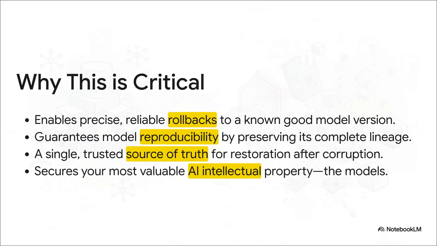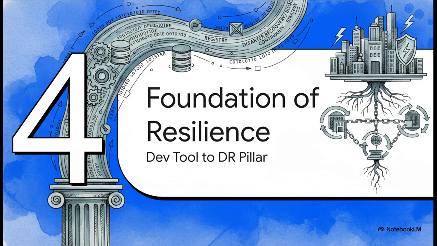And this is exactly where the rubber meets the road for disaster recovery. This kind of setup lets you do precise rollbacks to the last known good version, no guesswork involved. It guarantees you can reproduce a model because its entire history is preserved. It gives you a single, trusted source of truth when everything else is chaos. And maybe most importantly, this is how you protect your secret sauce, your competitive edge, the valuable intellectual property that is your trained models.